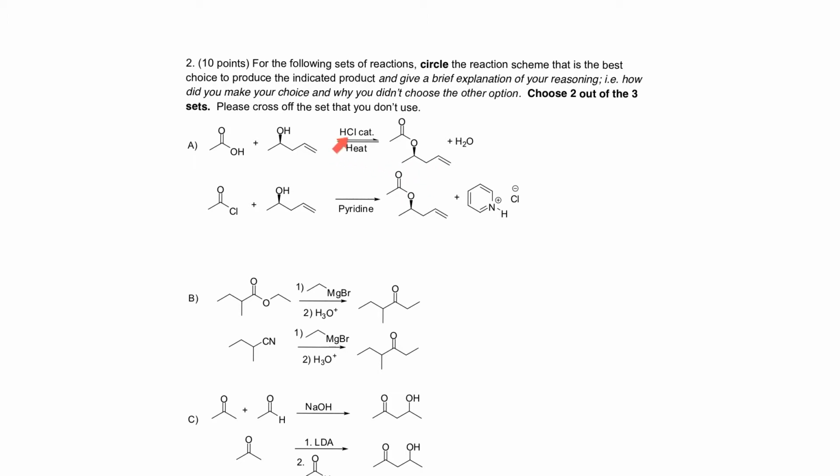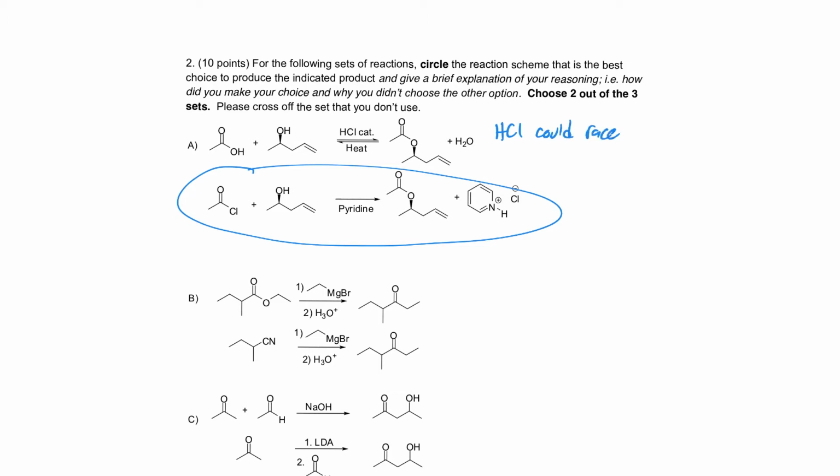And if we add a drop of acid, we could potentially protonate the alkene, maybe add water because we're producing water, or we might protonate the OH, lose water, making a secondary cation, adding water back. That would give us a racemic mixture. So that might scramble the stereochemistry right here. So that tells me that the bottom one is probably better. And so let's write up here, HCl could racemize the stereocenter or react with alkene.